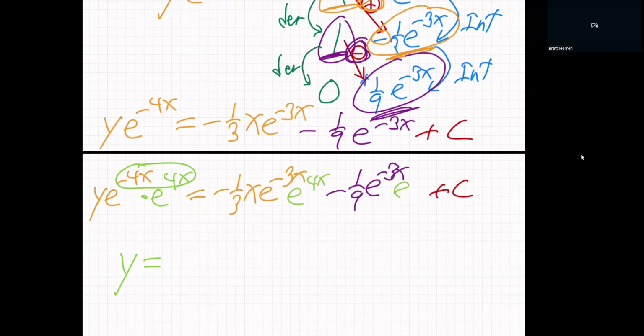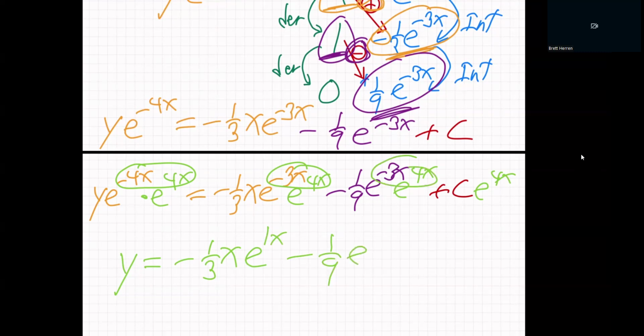Do it all the way through. e to the 4x, e to the 4x, e to the 4x. This will be minus 1/3 x. These powers will add to e to the 1x, or just e to the x, minus 1/9. These powers will add to e to the x, plus c e to the 4x.